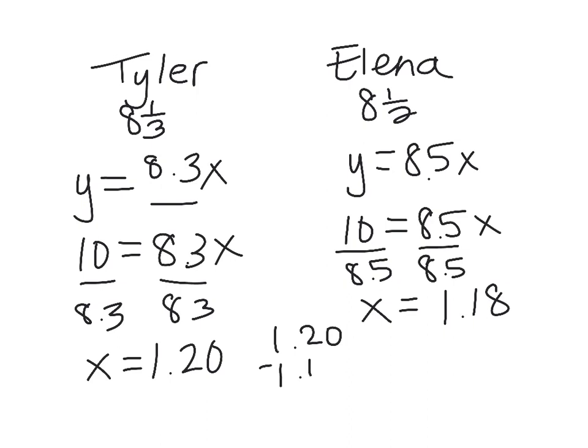So 1.2 minus 1.18 gives you 2/100 of a mile, and that's our answer.